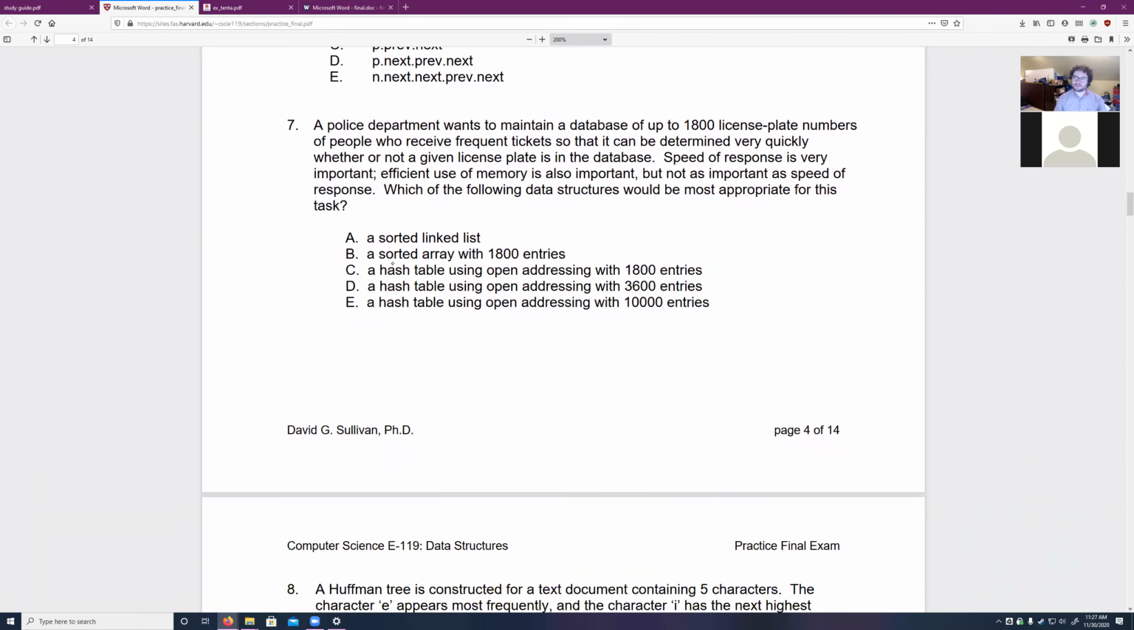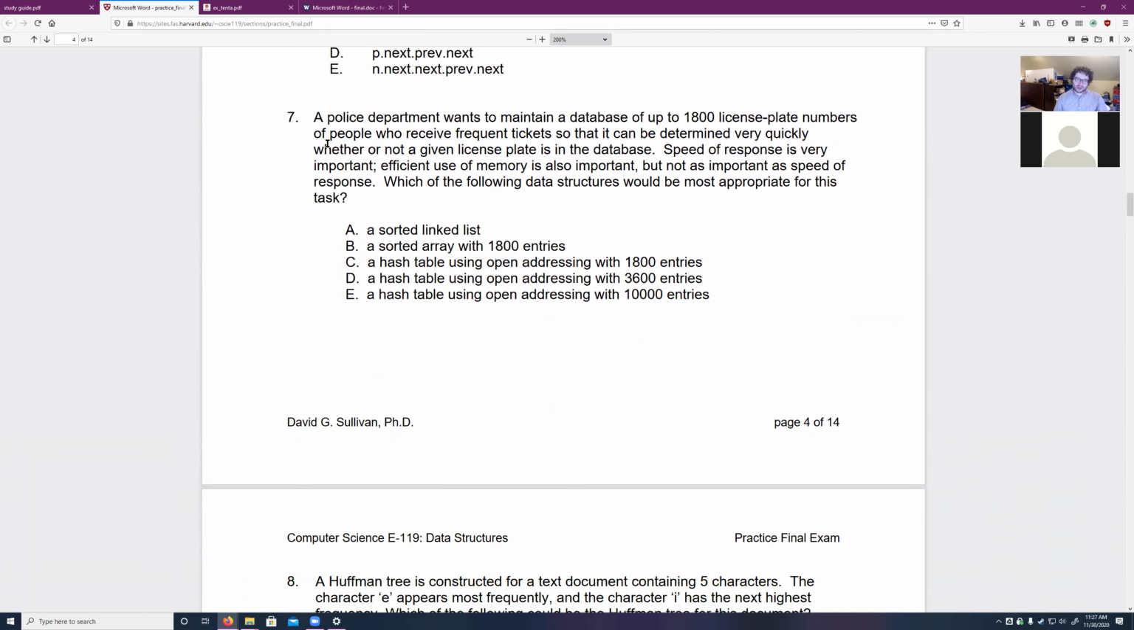Okay. Let's go ahead and look at this one. A police department wants to maintain a database of up to 1,800 license plate numbers of people who receive frequent tickets, so it can be determined very quickly whether or not a given license plate is in the database. Speed of the response is very important. Efficient use of memory is also important, but not as important as the speed. So which of the following data structures is most appropriate for storing these 1,800 license plate numbers for a very quick lookup?